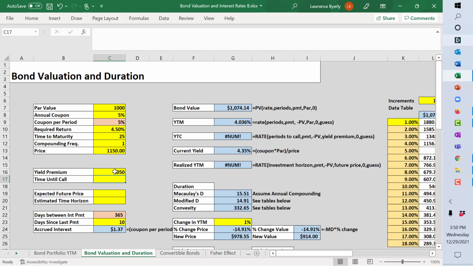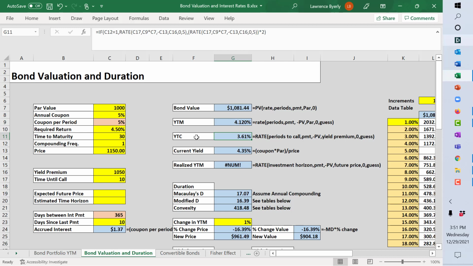So let's say 10 years from now, let me go back here to my 30. 10 years from now, the company can call if they want to at this $1,050. So what does that tell us? Well, if you look at the yield to call, if they actually call in 10 years, this bond would pay a yield over those 10 years of 3.61%. That's obviously less than what we currently have if they held it for 30 years.